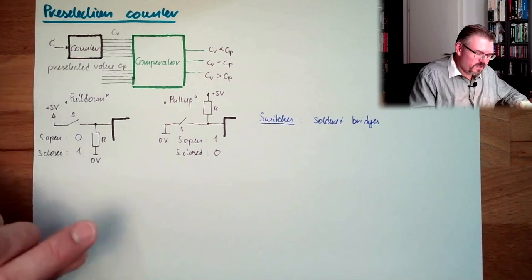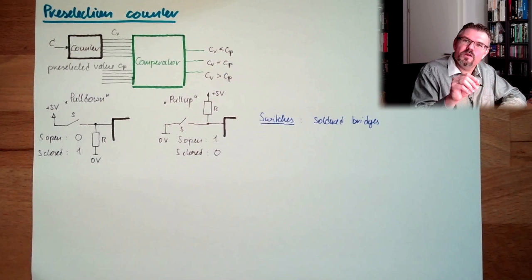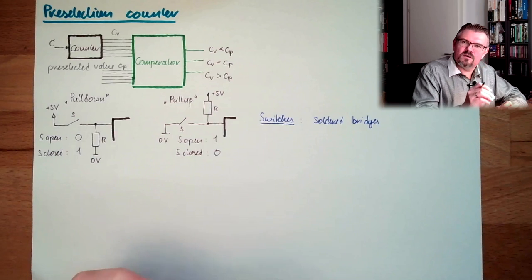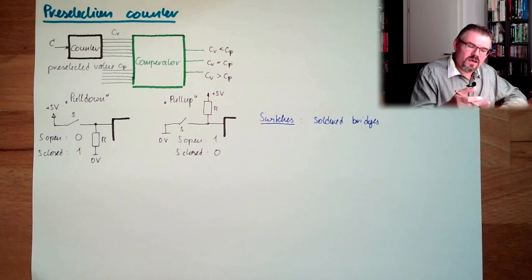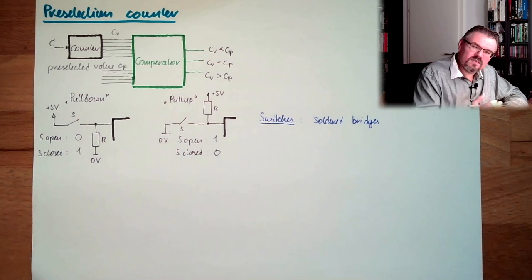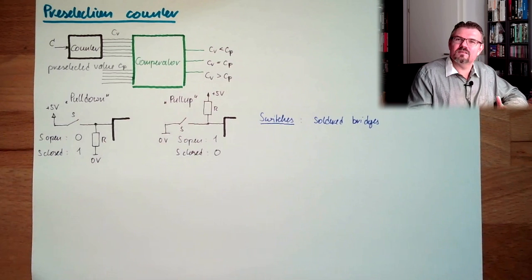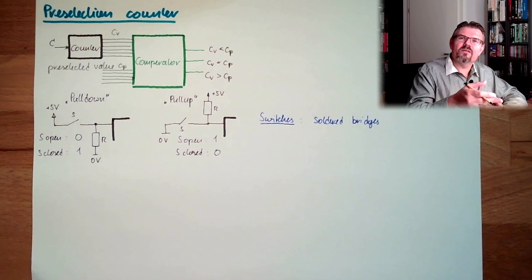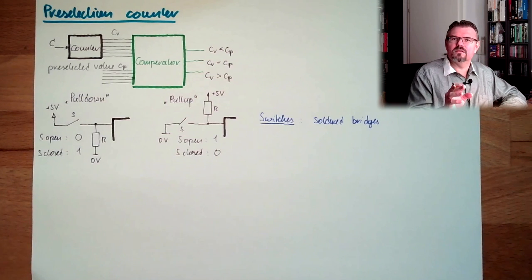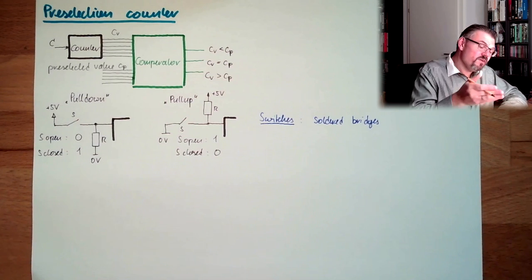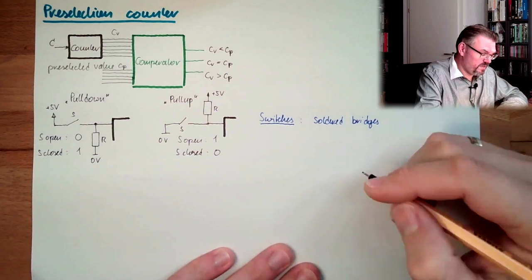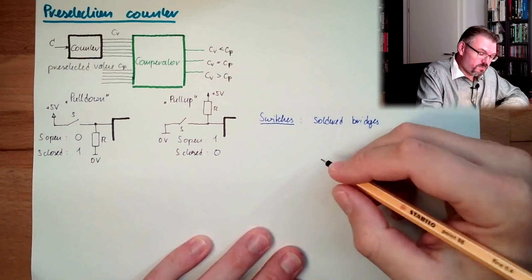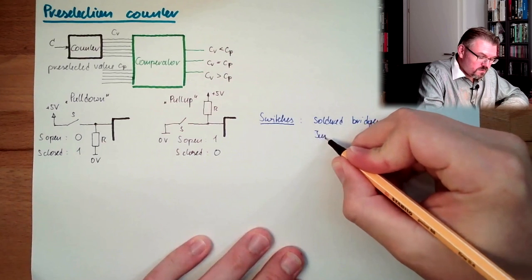Then make simply two contacts and bridge them, solder a piece of cable inside, a bridge, or leave it. Then you have ones and zeros, a combination of ones and zeros, and that's it. However, it's not very convenient to be changed. Then you need a soldering iron. It's not very convenient. But if you have a fixed value for sure, no issue. Soldered bridges, one possibility.